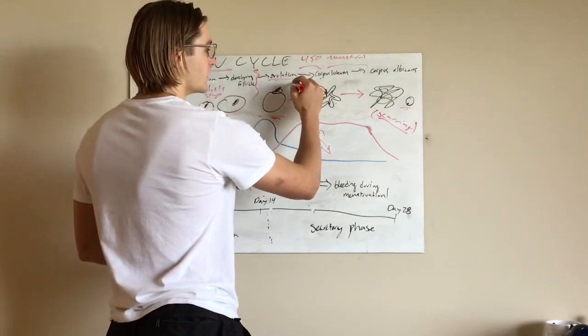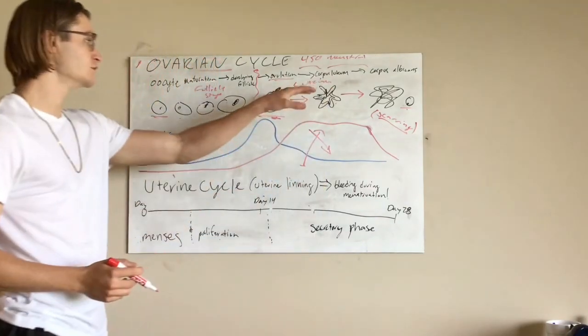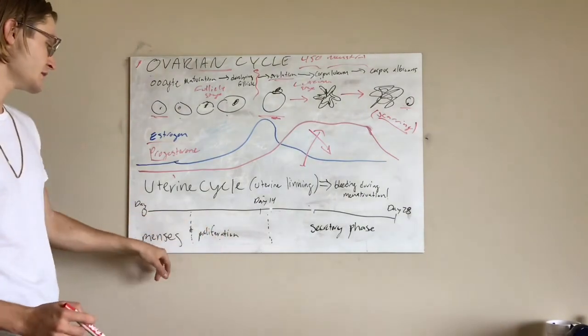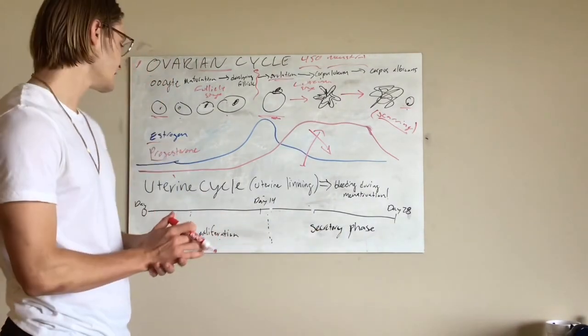This is your luteum stage. So yeah, luteum stage, follicle stage. Two stages in the ovarian cycle. In the uterine cycle, we have three. We have our menses stage, proliferation stage, and secretory phase. Secretory phase is the bleeding phase.